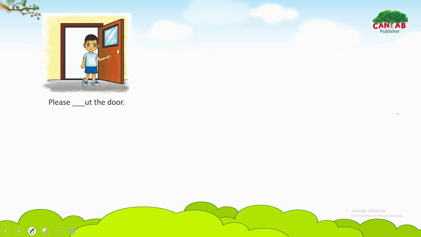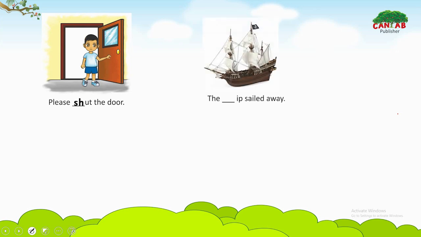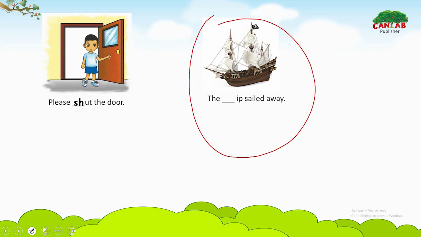The next one is, please dash the door. Give me answers. This is your turn. Yes. Please shut the door. Shut is not a word in English, so shut the door is the right answer. So the digraph sh will be used. The next one is, the dash ip sailed away. What is it? Yes. So digraph sh will be used because this is a ship.